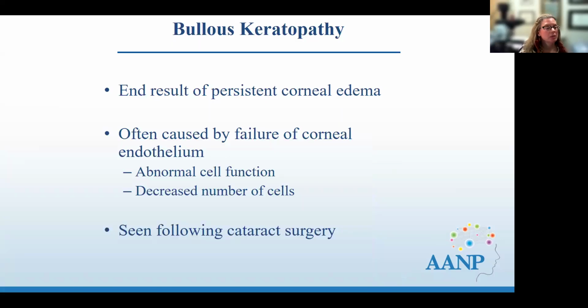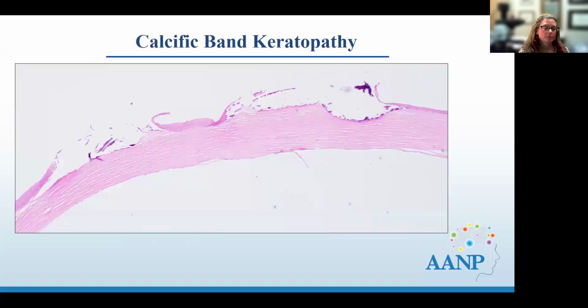Okay, so bullous keratopathy forms when you have persistent corneal edema, usually due to endothelial damage, right? And so it can be either the decreased number of cells from getting older, abnormal cell function, or prior surgery where you've had a cataract replacement with a foreign body lens and the cells have been damaged. That's the most common, pseudophakic bullous keratopathy, right?